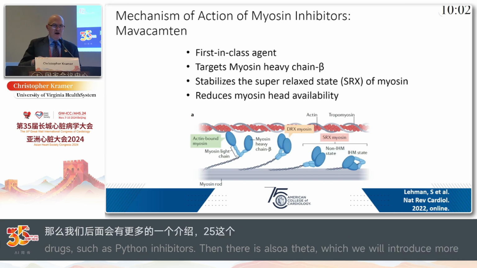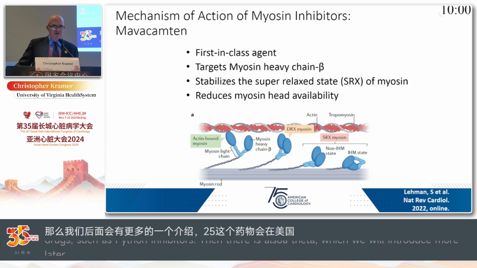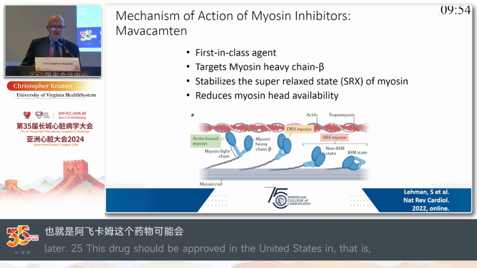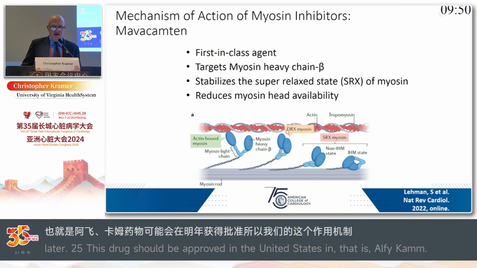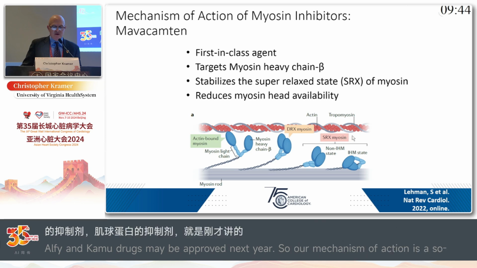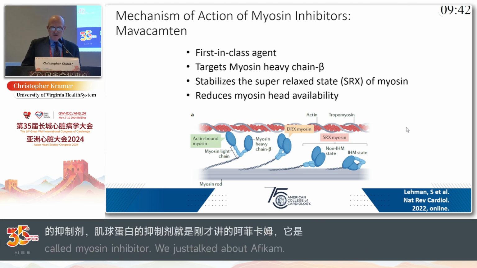So how do myosin inhibitors work? They're really novel agents. They target the myosin heavy chain beta and stabilize the super relaxed state of myosin, so that it reduces myosin head availability, thereby reducing actin-myosin cross-bridging and reducing contractility. And that's how they work.